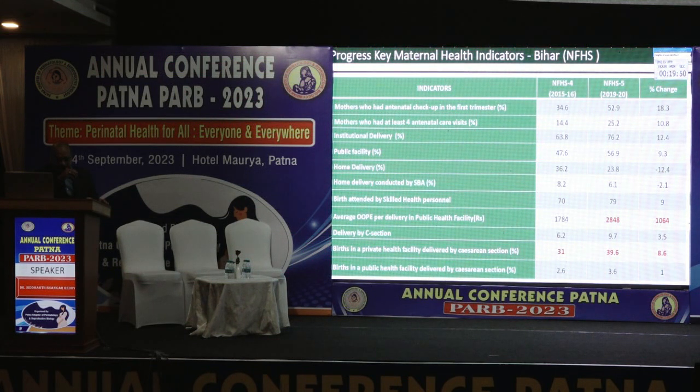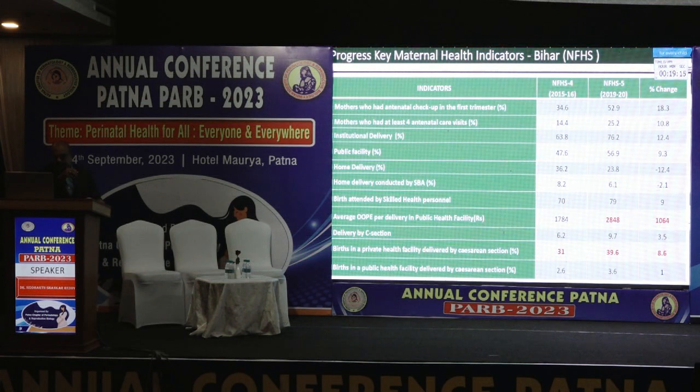Institutional delivery, we are doing very good in terms of institutional delivery, both at private and public health facilities. It is around 76%, with public health facilities contributing around 56%, and the rest by private health facilities. Then home delivery also, around 23.8% is happening in Bihar at the current date. So this is also not a good sign for getting a safe mother and safe baby in future.